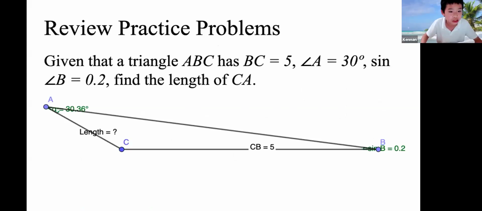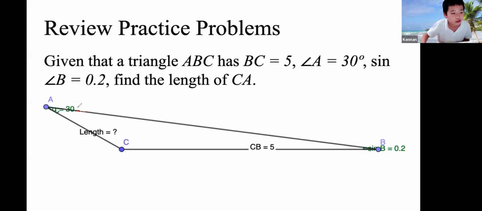Okay, let's see this problem. Basically, we have a triangle. BC is 5. Angle A is 30 degrees, sine B is 0.2, and we want to find the length of CA. First of all, look at what we have here: angle A is 30, and sine B is 0.2.